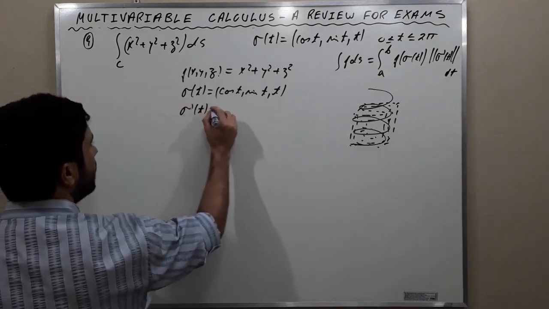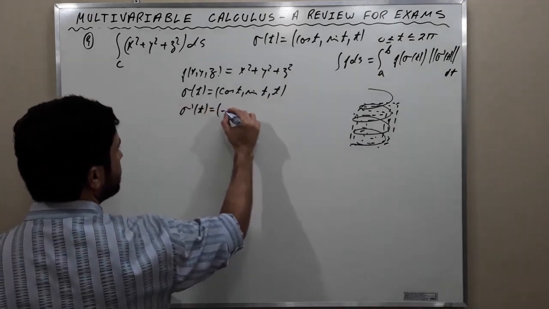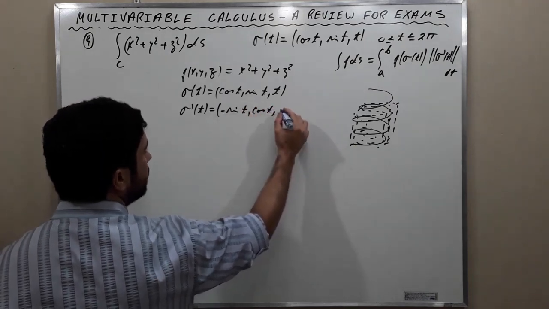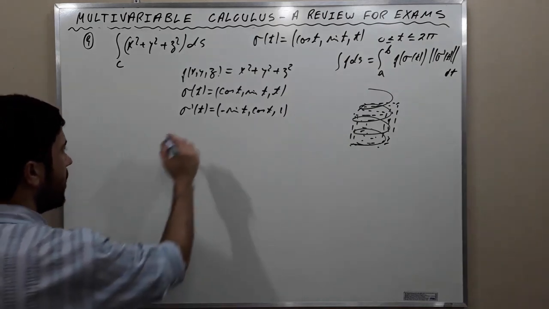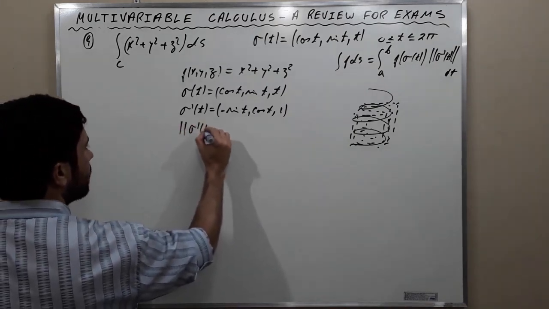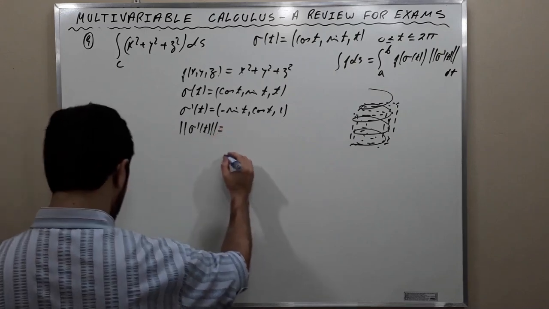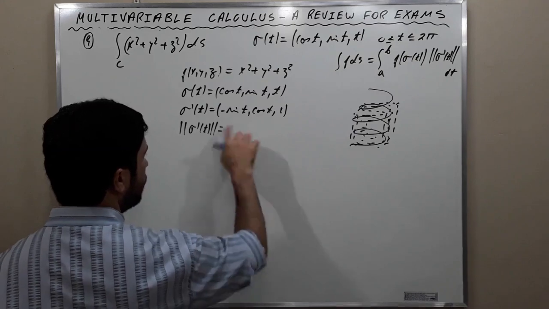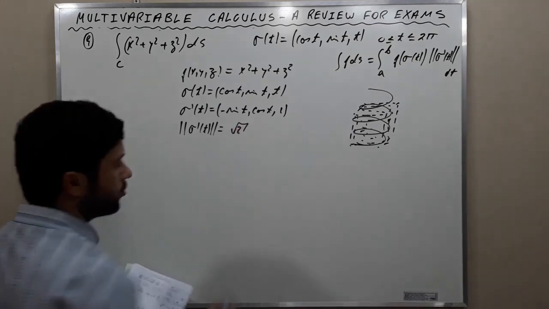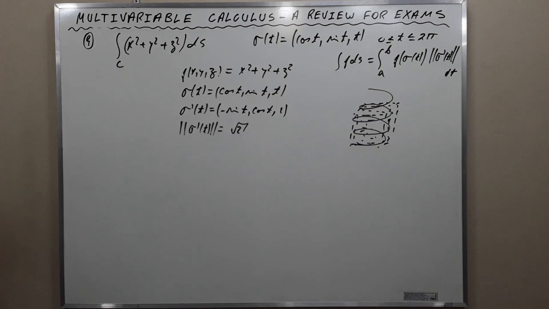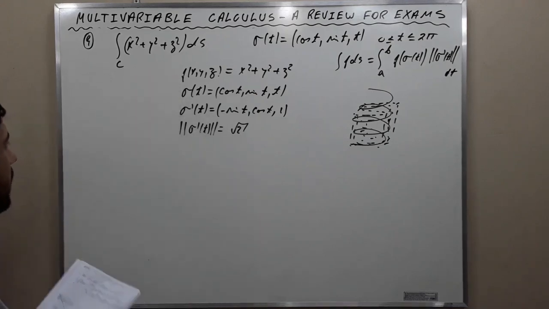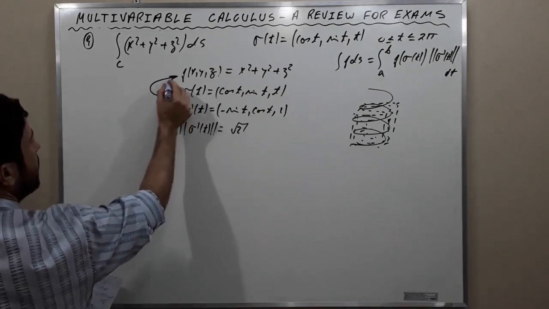And the derivative of this is equal to: the derivative of cosine is minus sine, the derivative of sine is cosine, and the derivative of t is 1. Okay, the magnitude of this, you develop this, is equal to the square root of 2. And we are going to apply this here.